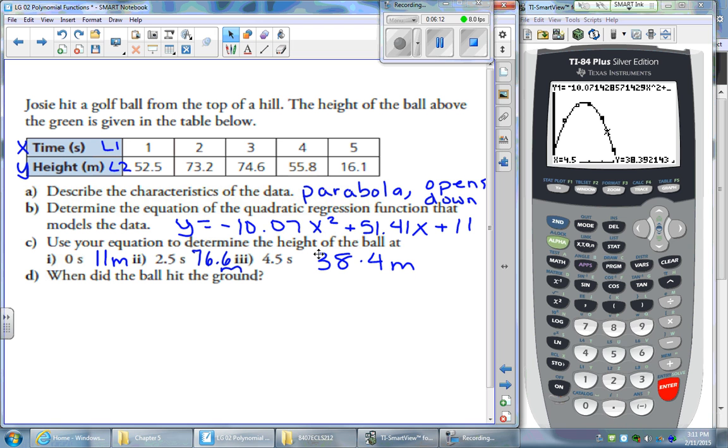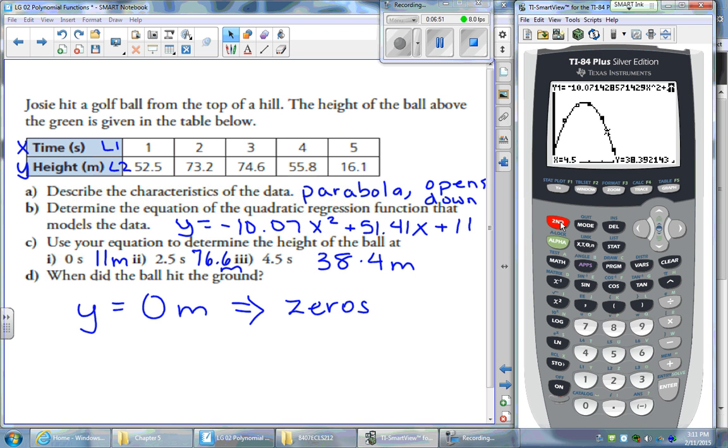at 4.5 seconds. Now it's asking when the ball hit the ground. Remember that the ground represents our height. So the ground has a height of 0 meters. And then as the ball moves above the ground, that's when our height increases. So we want to basically figure out when is our height equal to 0. Now you might remember from previous math courses that we can use the 0 function on our calculator in order to find the time when the height is 0.